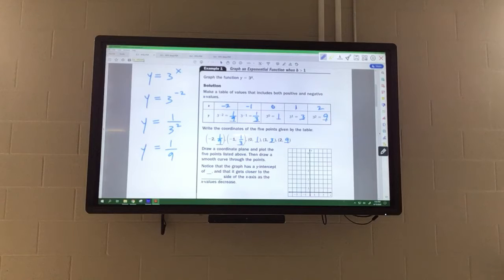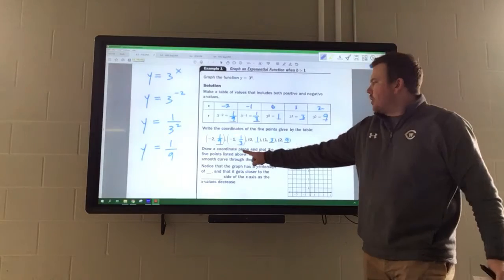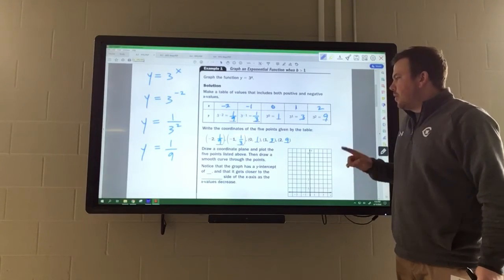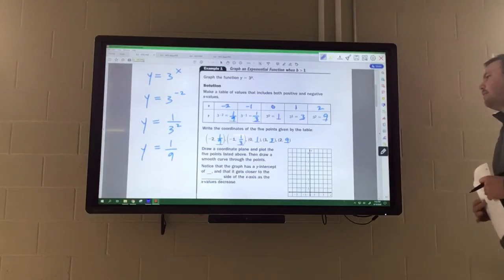So what we need to do now is just graph those ordered pairs, okay? So we're going to draw a coordinate plane and plot the 5 points. Then we're going to draw a curve through the points. All right, let's go ahead and do that.